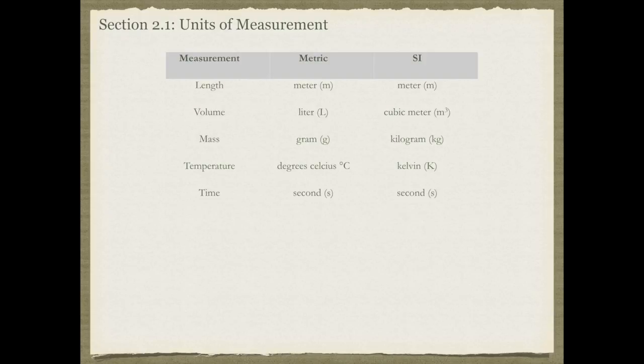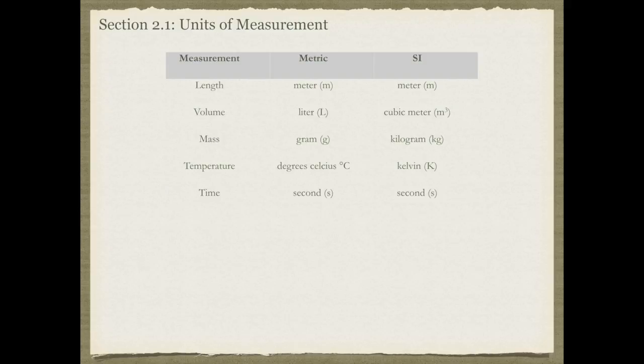Now, these are standard units that are used. That doesn't mean that that limits us to what units we can use. However, these are what are standard. For length, the metric unit is meters, and it's meters as well for SI units. For volume, it's liters for metric, while it's cubic meters for SI. For mass, it's grams for metric versus kilograms for SI. For temperature, it's degrees Celsius versus Kelvin for SI. And then finally, for time, it's seconds for both of them. So those are the units that we're going to be using extensively.